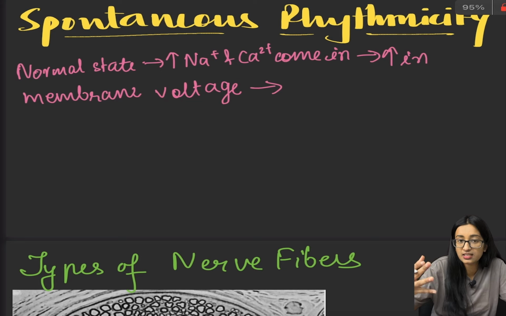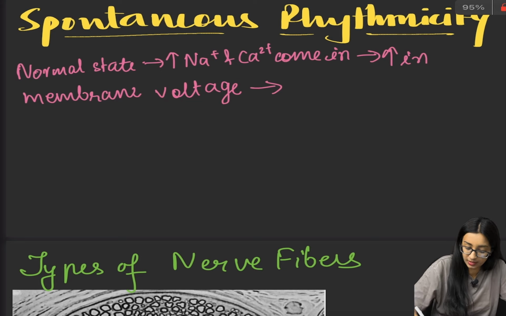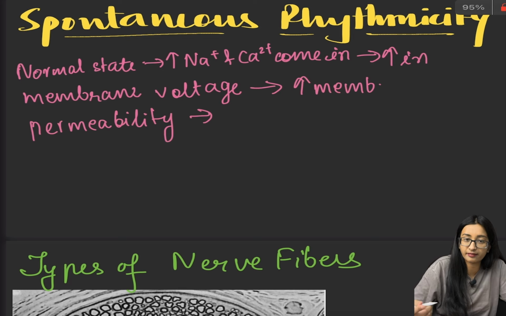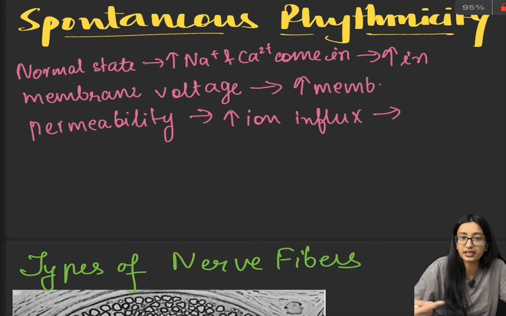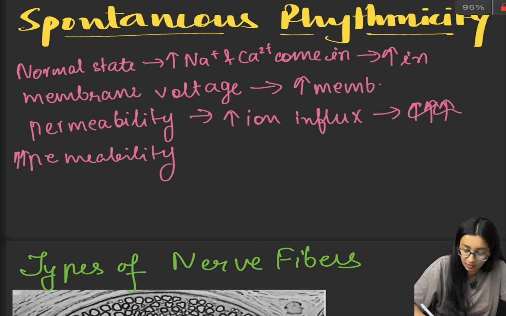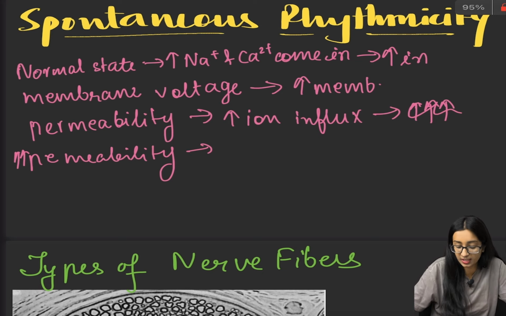Now when there is an increase in voltage, that is to the positive side, there will be an increase in membrane permeability. Then more ions will be influxed, and again there will be an increase in permeability, more and more. This continues until depolarization and then repolarization happens, and the cycle will repeat again, because in the normal state itself, the sodium and calcium were coming in.